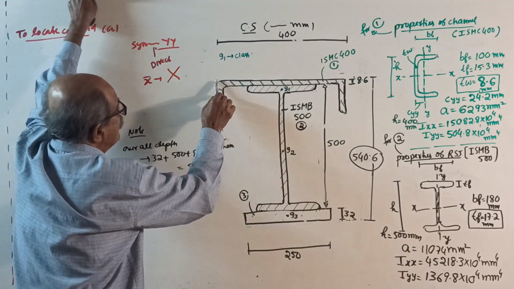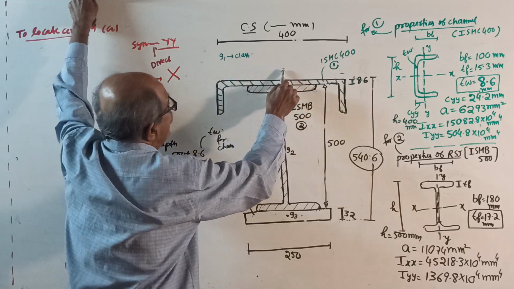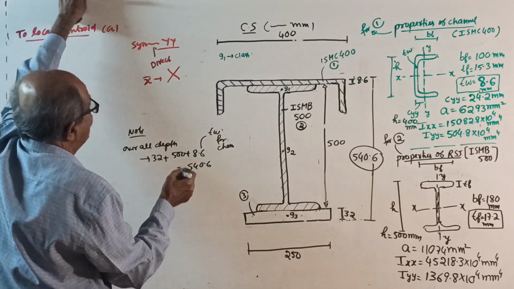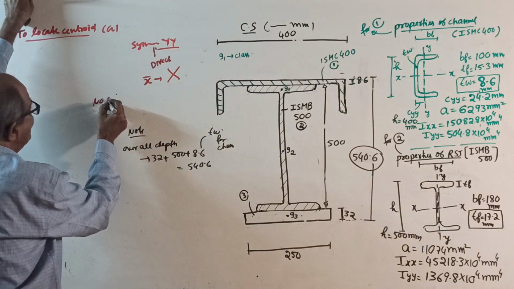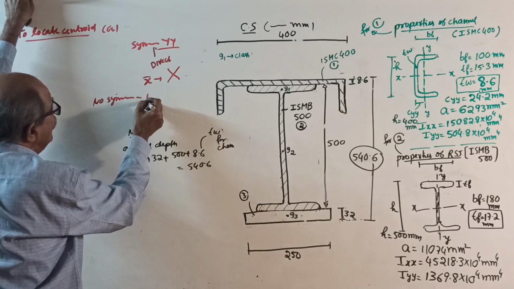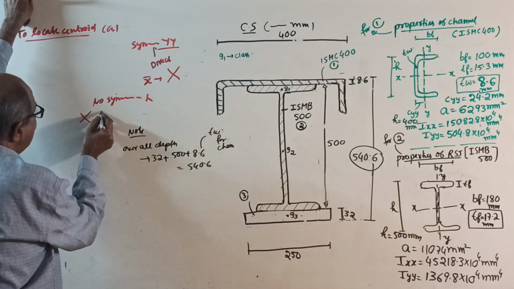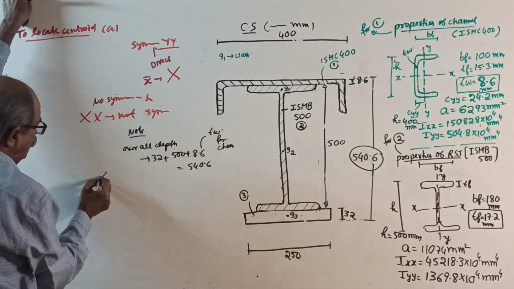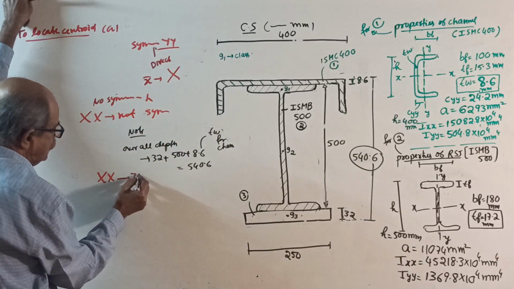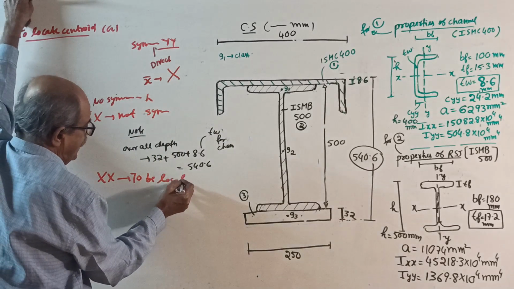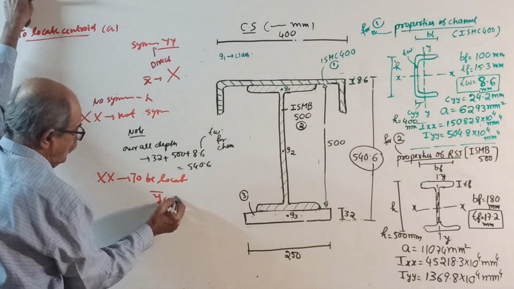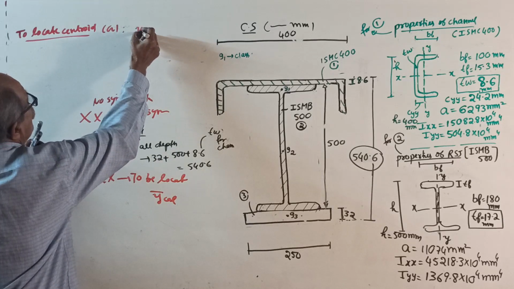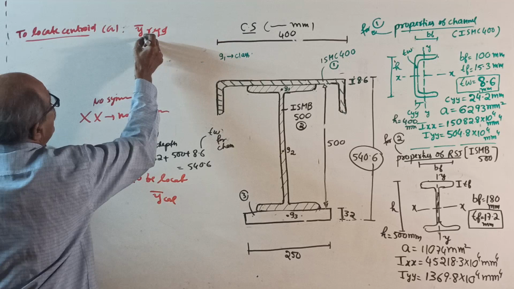Or, if I do from here to the centroid, it is 400 by 2, 400 by 2, here 250 by 2, 250 by 2. Okay, X bar not required. But there is no symmetry about the horizontal axis. Therefore, XX is not an axis of symmetry. Therefore, XX is to be located using Y bar calculation. So, to locate the centroid, only Y bar is required. Make a note, only Y bar required.